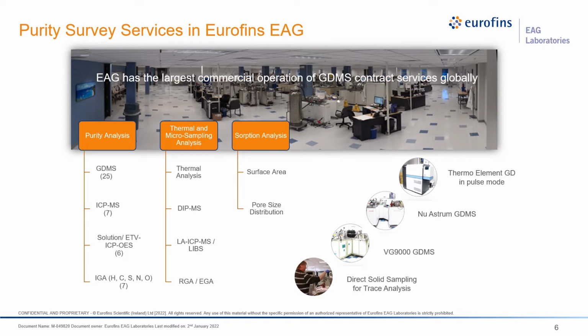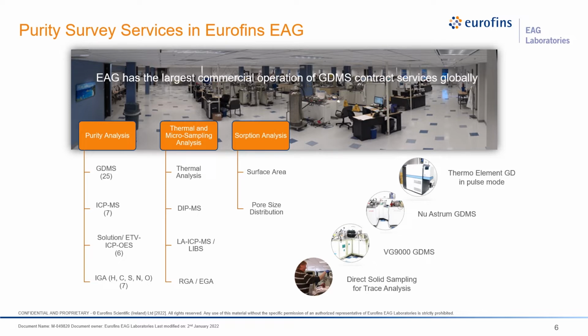On top of the purity analysis, we have thermal and microsampling analysis techniques as supporting techniques to those mainstream techniques. We have thermal analysis such as TD-IR-MS, which focuses on outgassing in flow gas conditions. We have DEMS, focusing on outgassing in vacuum conditions. And then we have laser ablation ICP-MS and LIBS, which are focused on microsampling analysis.